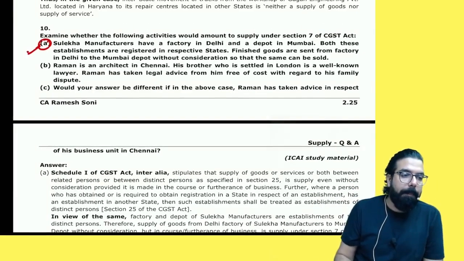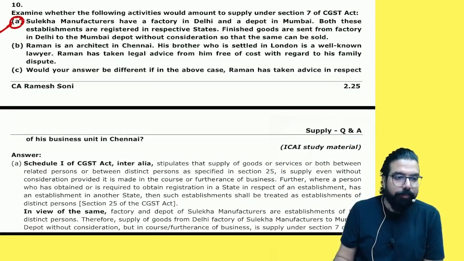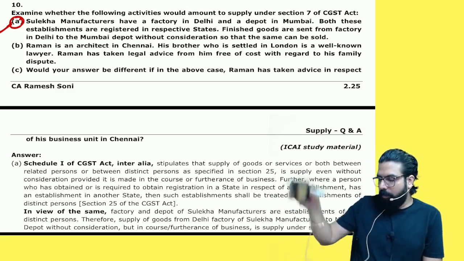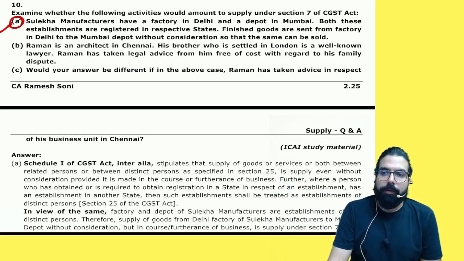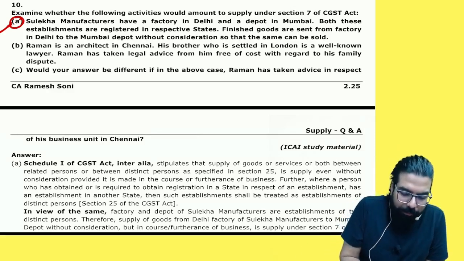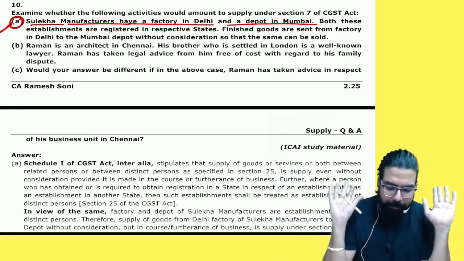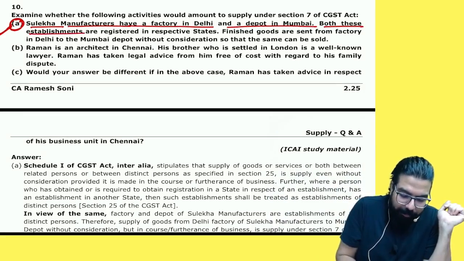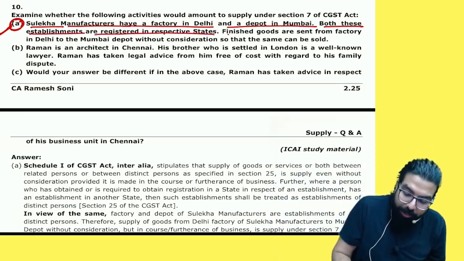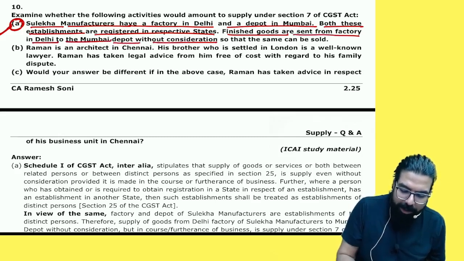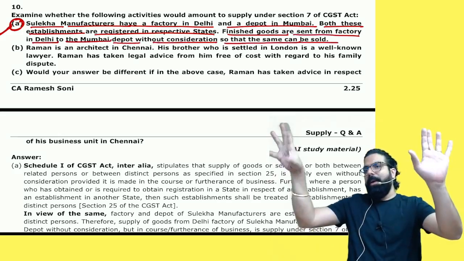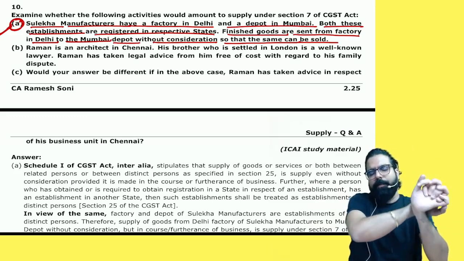People, read this first. Can we go ahead, everyone? What is it telling? Sulekha manufacturers have a factory in Delhi and depot in Mumbai. Factory in Delhi, depot in Mumbai. Distinct person, not distinct person. Both these establishments are registered in the respective state. Are they distinct person? Finished goods are sent from the factory in Delhi to the Mumbai depot without any consideration, so that the same can be sold. So first they make in Delhi and then they send it to the depot for selling it further. Supply, not supply? Anyone, any doubt?